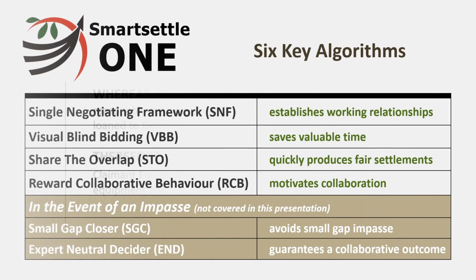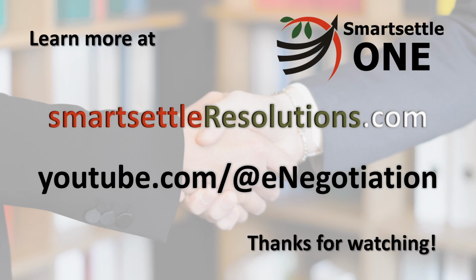9 collaboration algorithms are implemented at the Smartsettle neutral site. 6 are listed here. Only 4 were illustrated in this video, showing how negotiators can use visual blind bidding to eliminate the tedious negotiation dance that characterizes traditional negotiations. Because parties know that their secret moves will never be revealed, they can safely move early to the ZOPA, and that results in settlements occurring quickly. 2 other algorithms that are very useful in the case of impasse are illustrated in separate videos, which can be found on Smartsettle's e-negotiation channel.